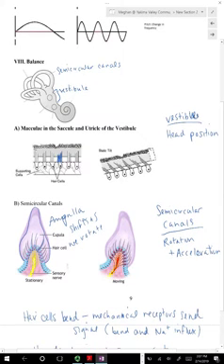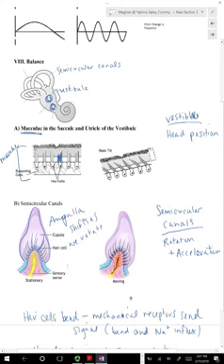In the vestibule, we have these other structures. They're called maculae. The maculae are in these little guys called the saccule and the utricle, where the maculae are this big structure here. There are two of them there, you just can't see them.